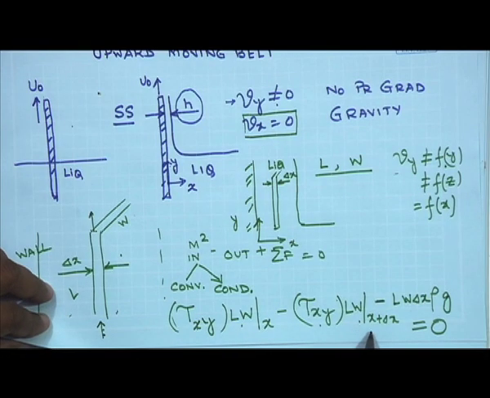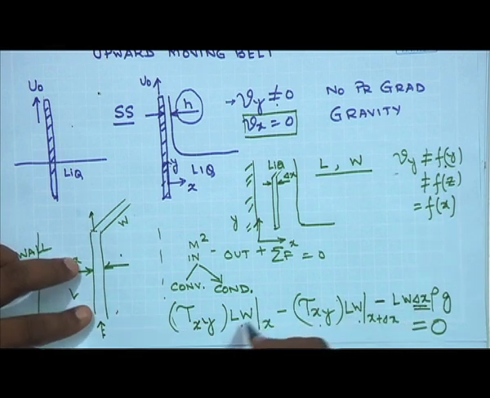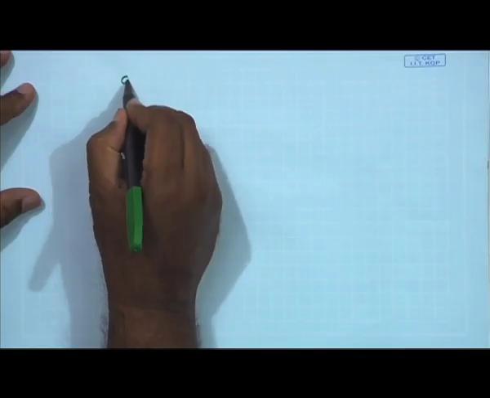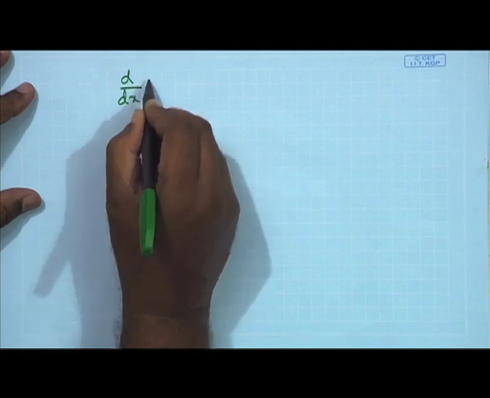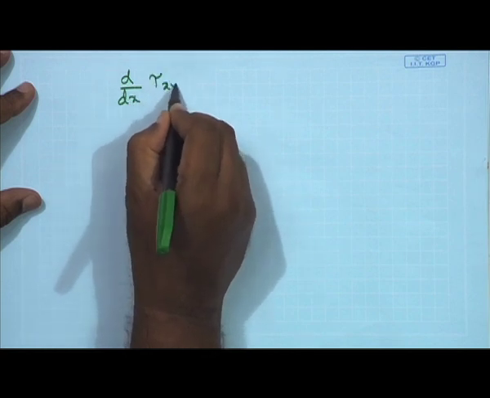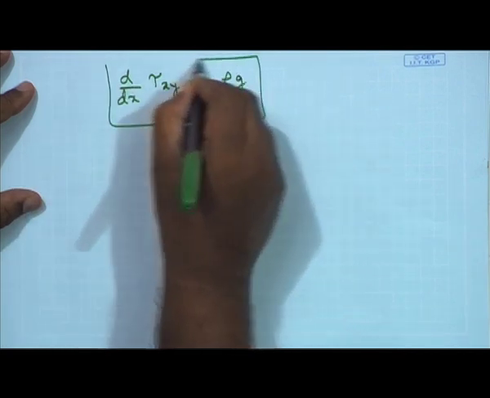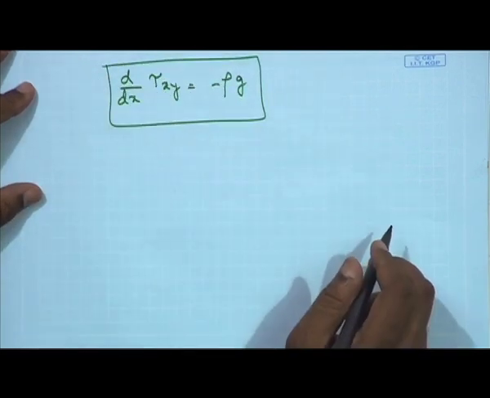and that is what I have written here. So, the next step is simply to cancel LW from all sides, divide both sides by del x and take the limit when del x tends to 0. What you would get is d tau xy by dx is equal to minus rho g. So, this becomes your governing equation right now.